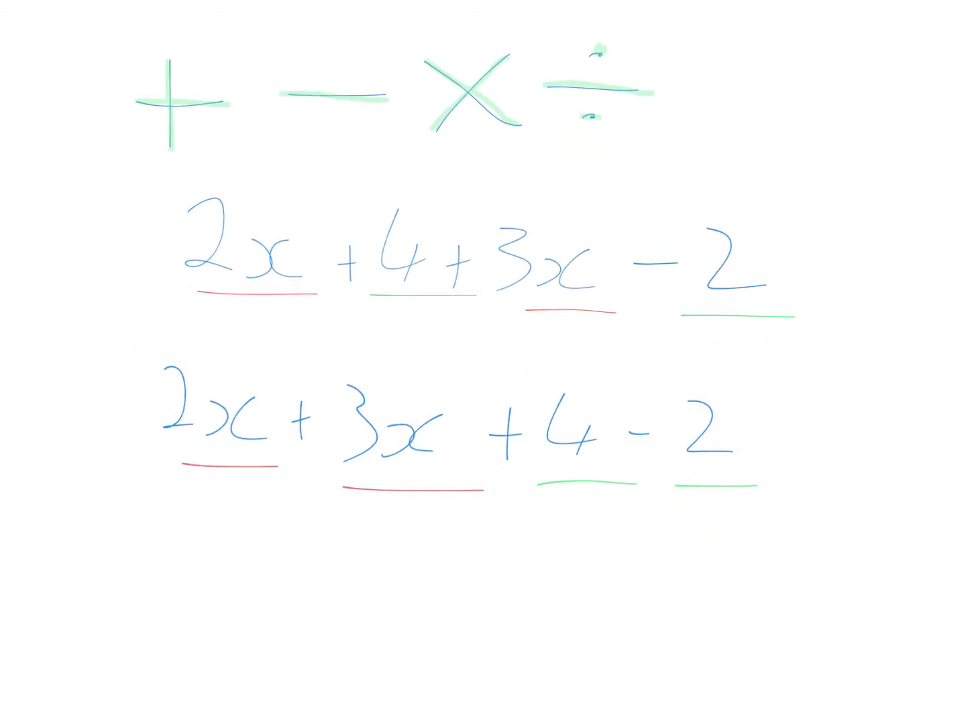So again, the x terms can be added together, 2x plus 3x. If you got 2 of something, you add 3, you end up with 5 of that thing. So our red terms, or our x's, have been simplified now. Then our normal terms we can also simplify. So 4 take away 2 is just leaving us with 2.